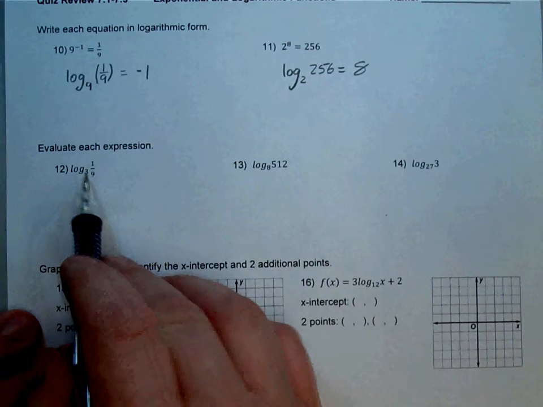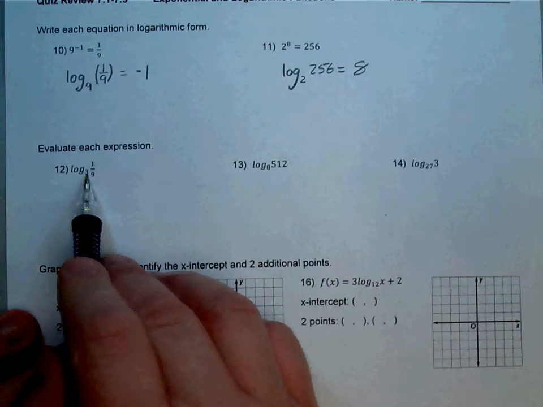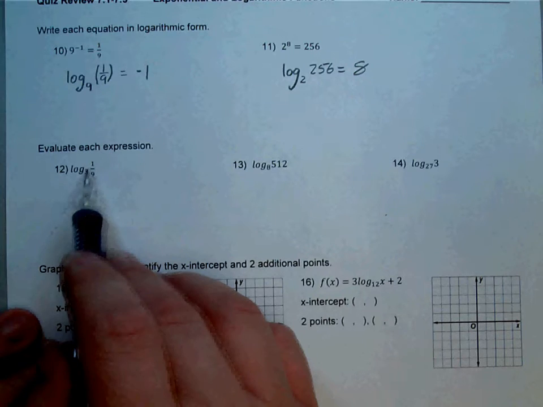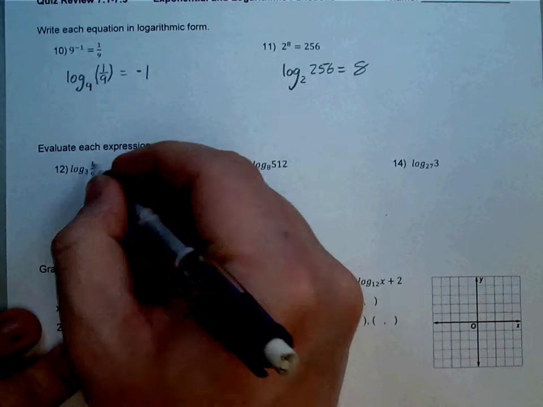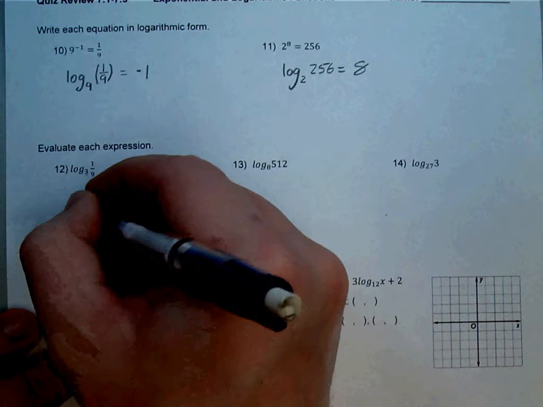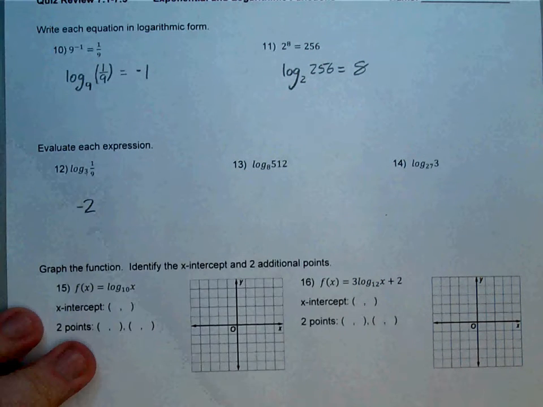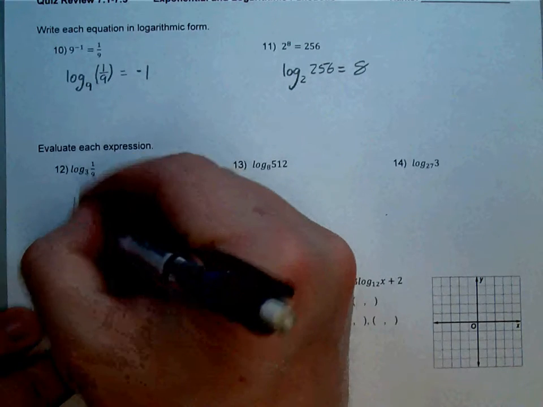Now evaluate. We're trying to figure out what exponent to take 3 to get 1/9. Well, if you want to get a 9, you have to square the 3, so its exponent is going to be a 2, but to get it to the denominator, the exponent had to be negative. So 3 to the -2nd power equals 1/9, so -2 is the answer.